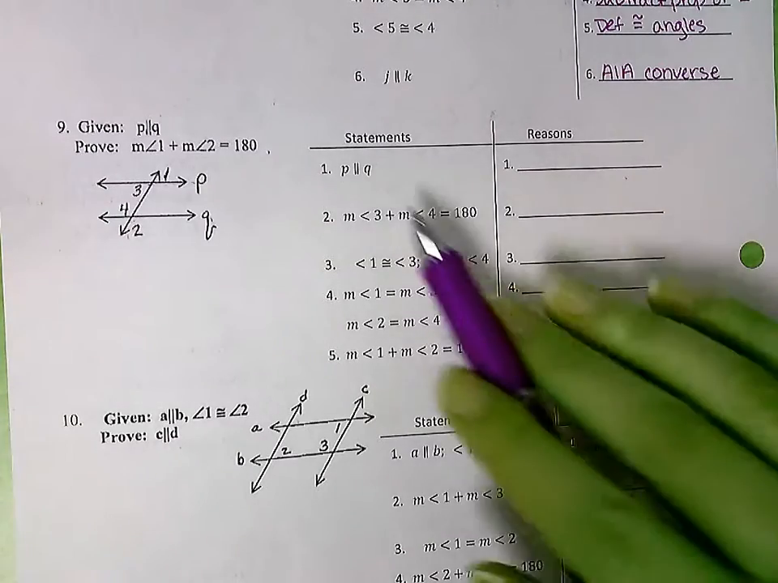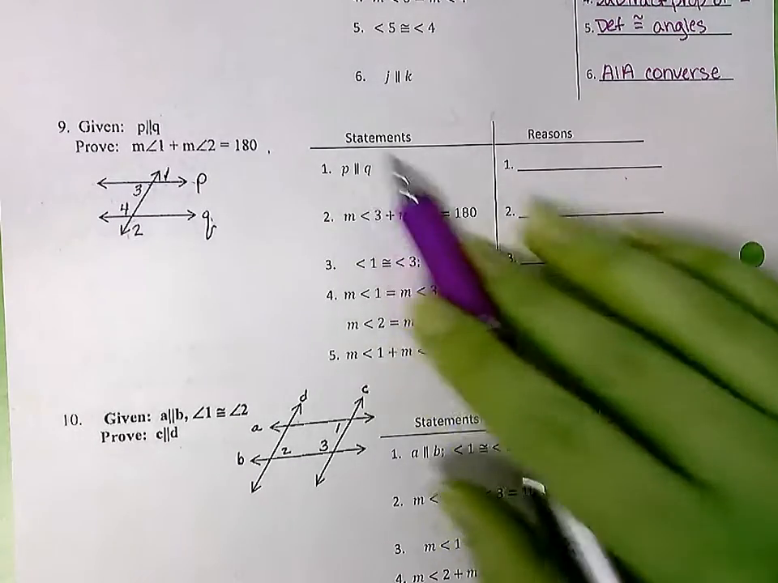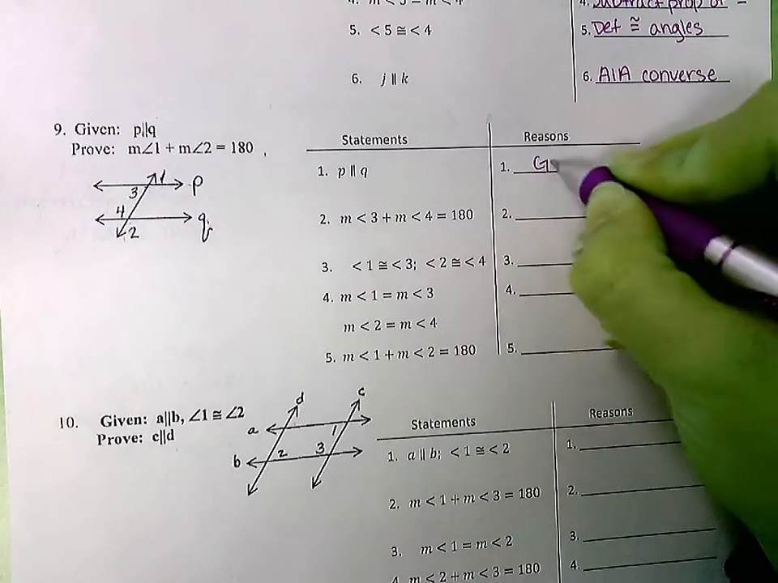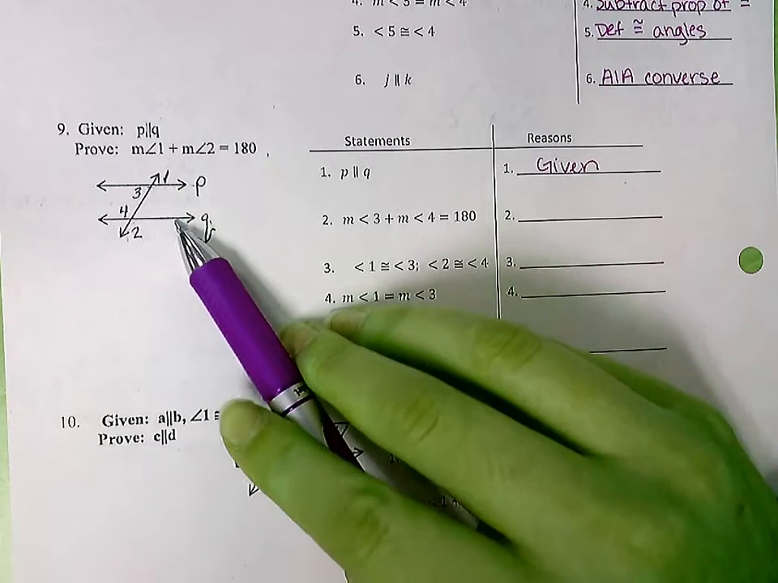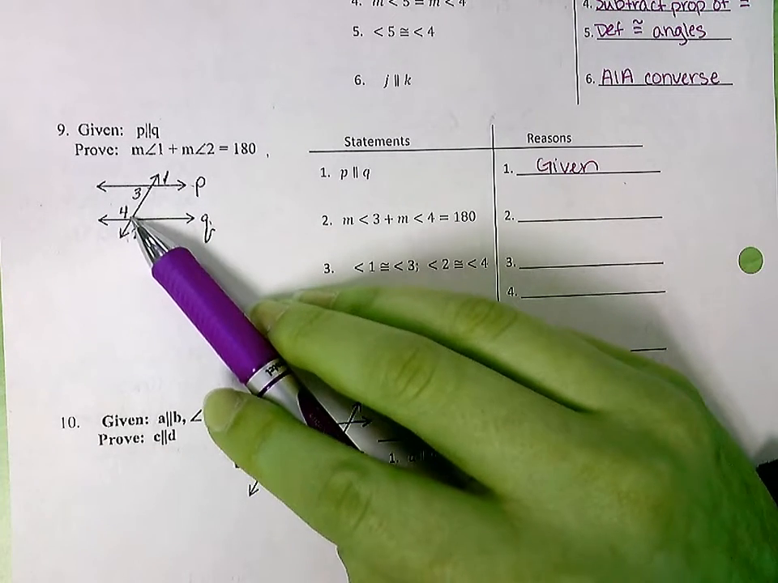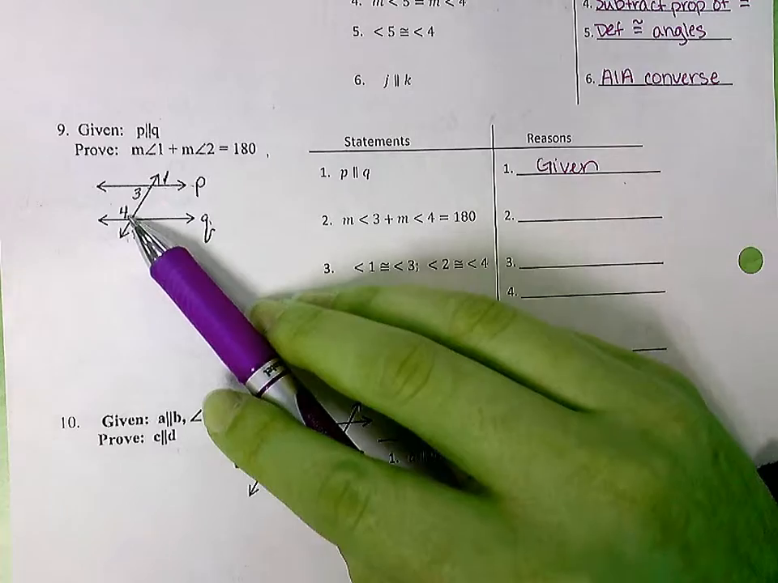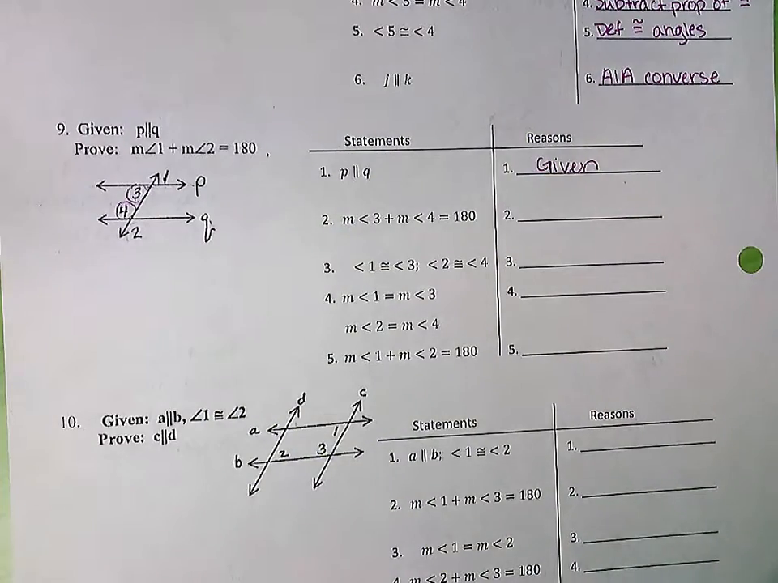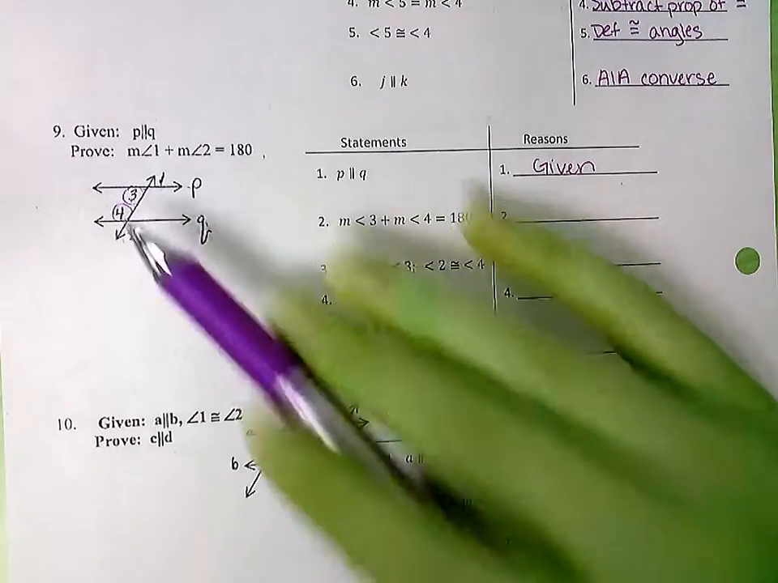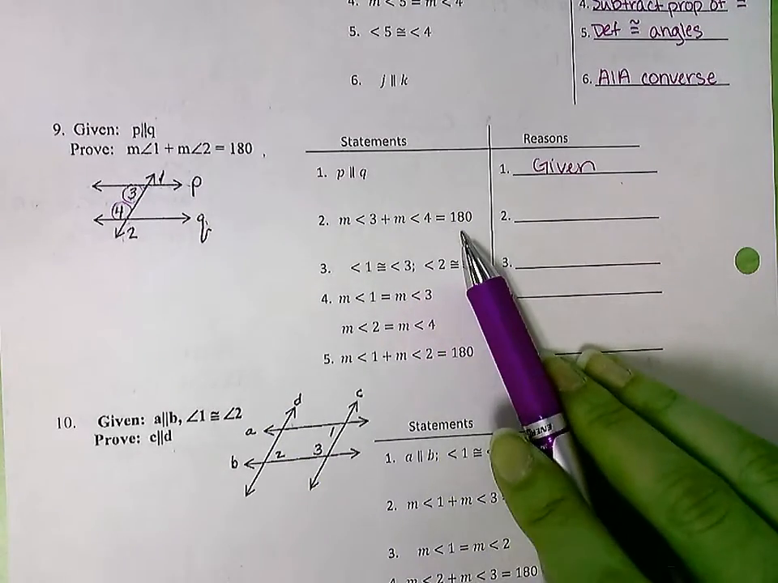So from here I'm going to use my parallel lines. That's given. With those parallel lines, I want to look at the angles that are created. If I look at 3 and 4, what type of angles are those? They are supplementary, but what type of angle pair are they? They are consecutive interior angles. Now I know consecutive interior angles I can add together to be 180.